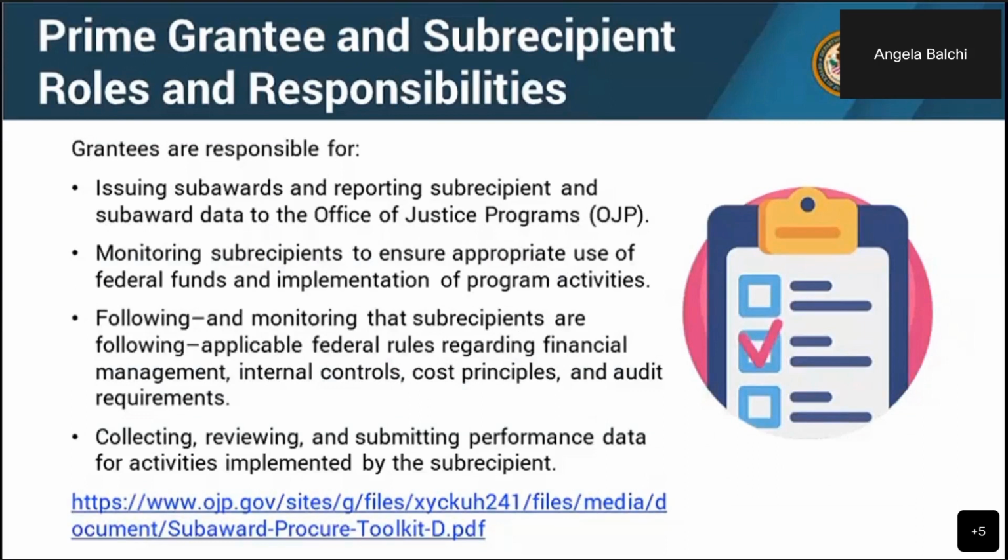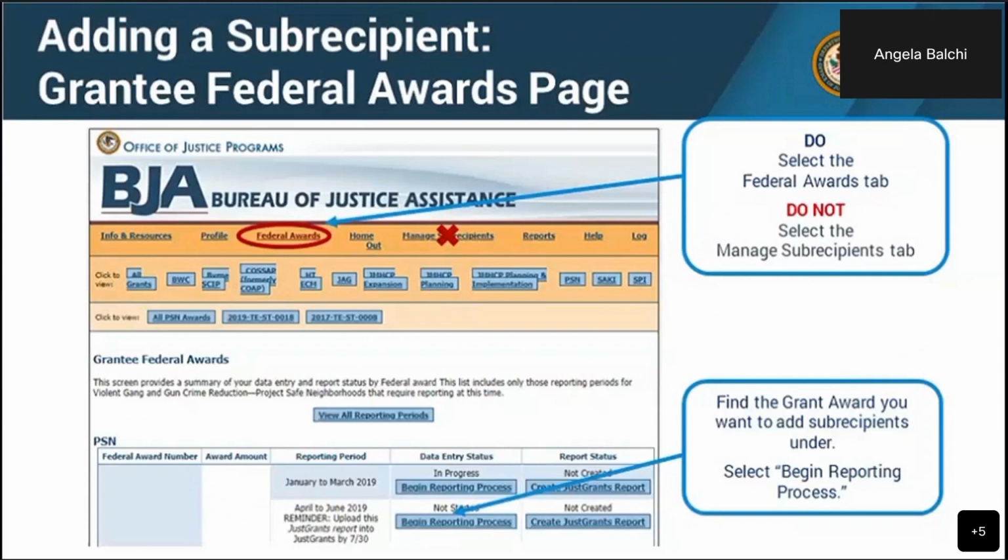Prime grantees and subrecipient roles and responsibilities. Prime grantees are responsible for managing their subrecipients, communicating with their subrecipients about reporting requirements, and ensuring the quality of subrecipient data. They are also responsible for setting up and managing subrecipient accounts and data reports. For more information on roles and responsibilities, please follow the link on the screen. I will walk you through how to add a subrecipient once you log into the PMT.